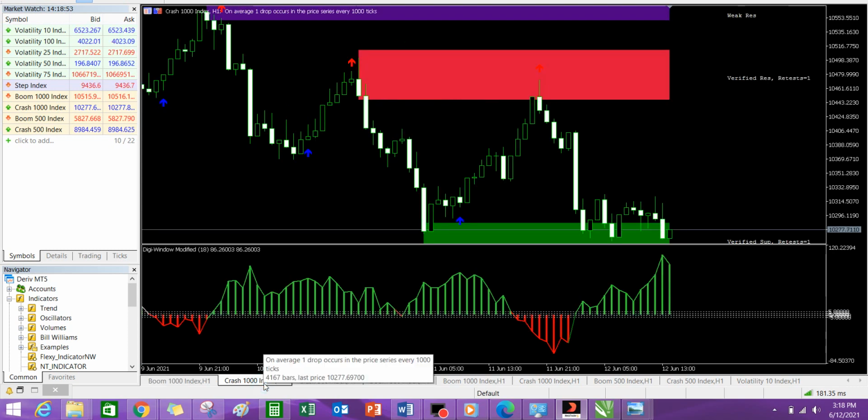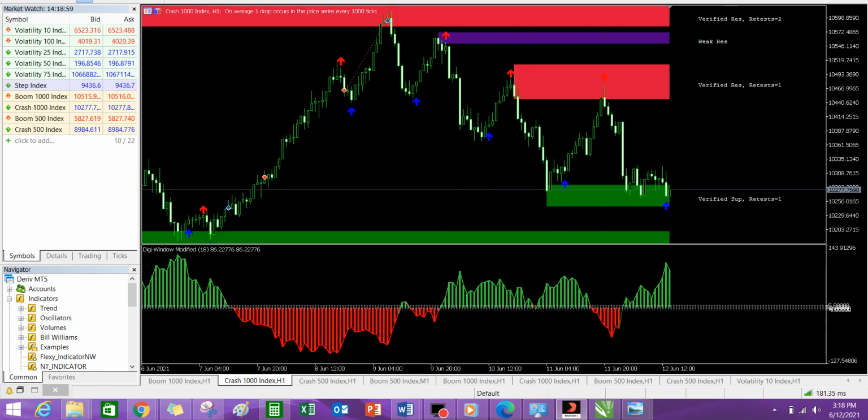Let's check out what is happening with Crash 1000. With Crash 1000, I'm using the crusher indicator for this. Okay, it is also an amazing indicator which you can use to trade successfully. Okay, it comes with this to confirm the trade. It also comes with the arrows.